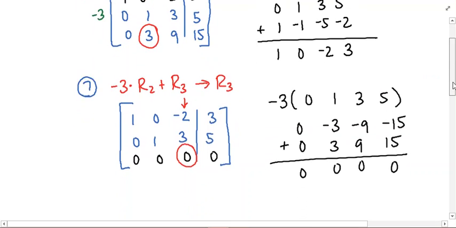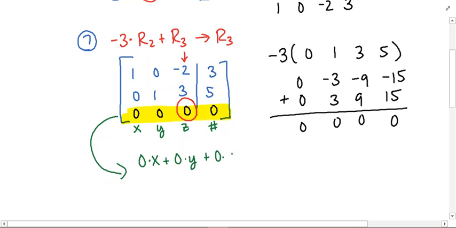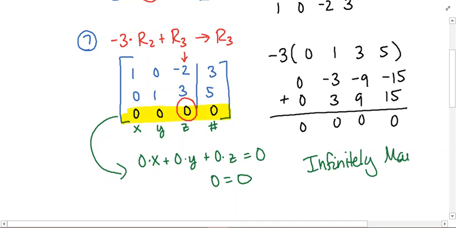So when you get here, okay, hopefully you realize that this last row is all zeros, okay? And remember, that is indicative of infinitely many solutions, okay? Why? If you took this row and translated it back into a system of equations, you would get 0 times x plus 0 times y plus 0 times z is equal to 0, okay? And then if you simplified, you get 0 equals 0. That's a true statement. It makes sense. And so that is pointing to you that there are infinitely many solutions, okay?